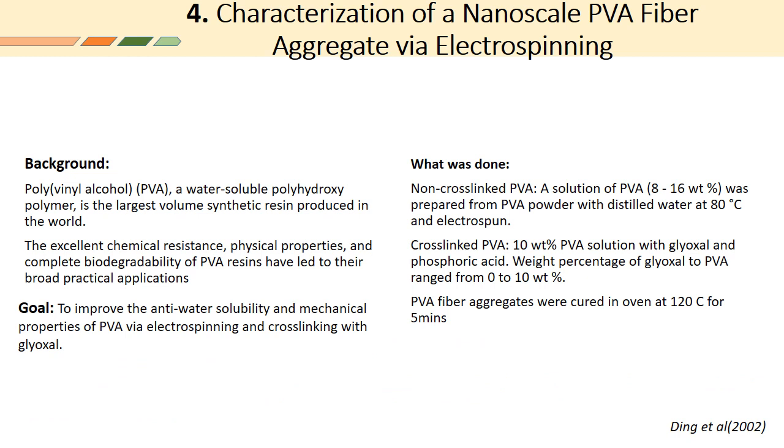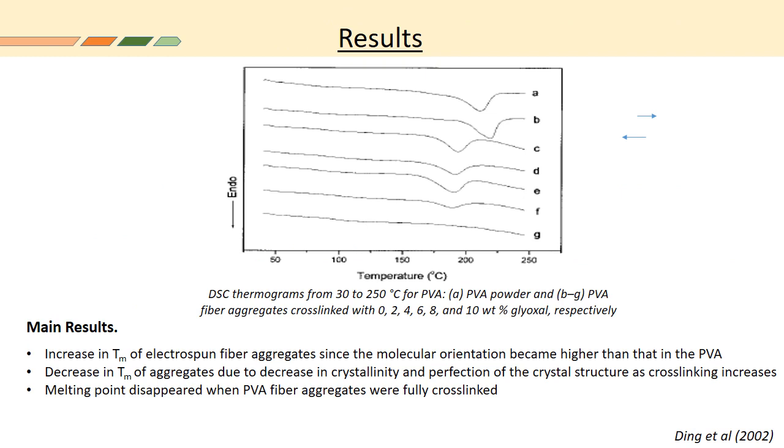Ding 2002 carried out a research work on characterization of nanoscale PVA fiber aggregate through electrospinning. The aim of his research work was to improve the anti-water solubility and mechanical properties of polyvinyl alcohol through electrospinning and cross-linking with glyoxal. After the use of the DSC method, he got these plots. In this plot, we have from A to G. The plot shows DSC thermograms over a temperature range from 30 degrees to 250 degrees Celsius.